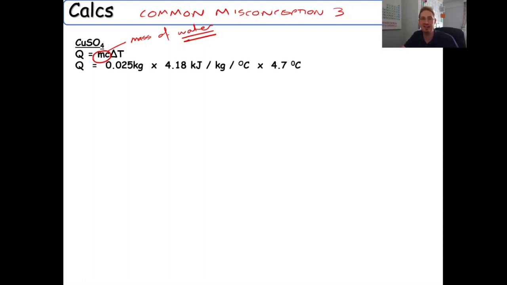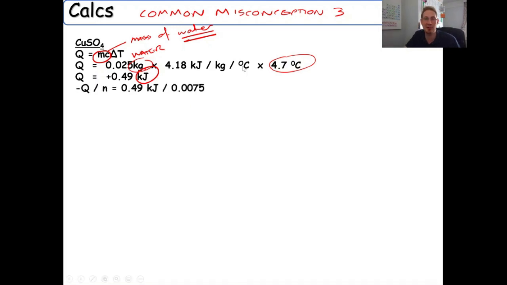But here's an example. Let's say with copper sulfate, you've got a rise in temperature of 4.7 degrees Celsius, mass in kilograms, 4.18 joules per Kelvin, kilojoules per kilogram per degree C, and that would have given you an enthalpy change of, an energy change of plus 0.49 kilojoules per mole. If you put the mass in kilograms of the water, then you will get the answer out in kilojoules. If you put it in grams, you'll get the answer out in joules, okay? But let's remember, okay? Now, here's the thing.